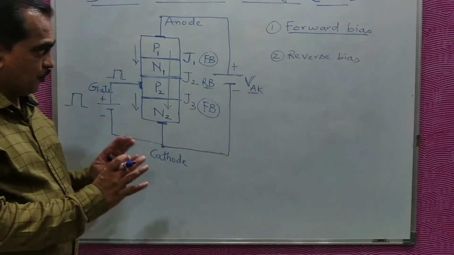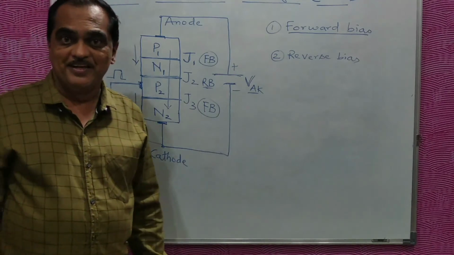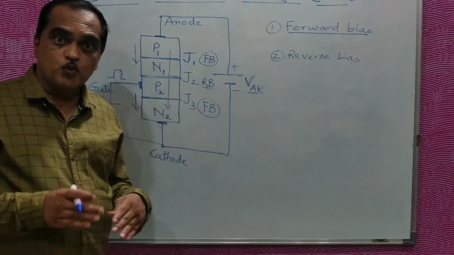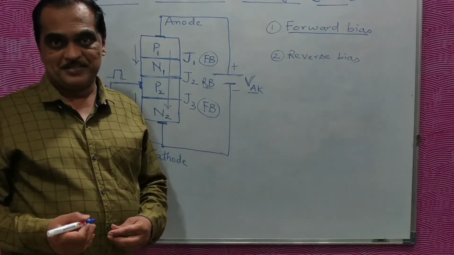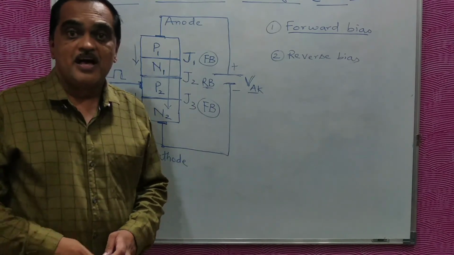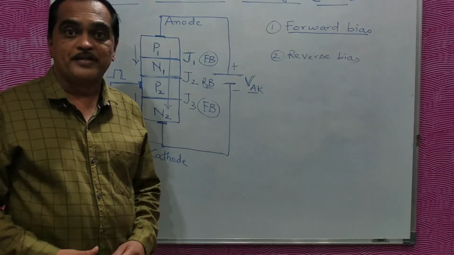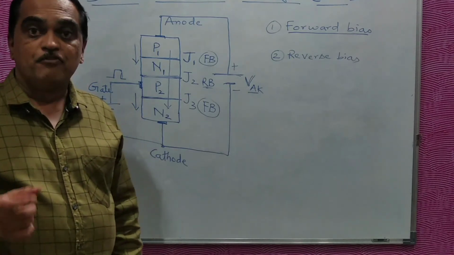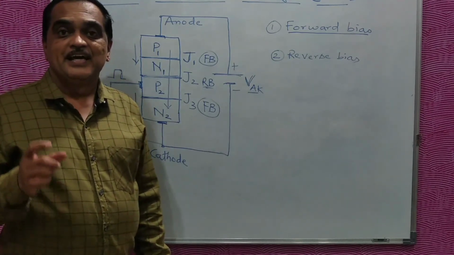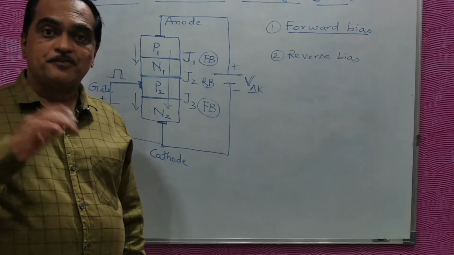Now this is what the introduction of SCR will tell you. Once you go to see the VI characteristics of SCR, then you can understand how the SCR operates in forward blocking state, forward conducting state, reverse blocking state, and afterwards reverse breakdown.